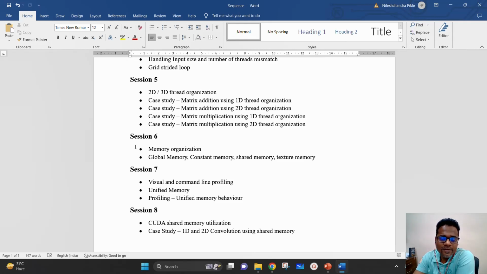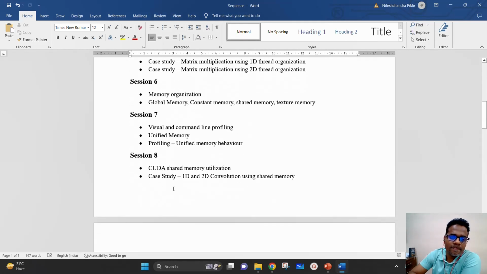And effective utilization of these memories is going to promise us a better performance. So it is very important to understand all the types of memories on the GPU. Then we have another session on visual and command line profiling. Profiling is going to give you the hotspots where parallelization is required, and what the limitations of your parallel execution are, which we can observe by means of command line or visual profiling.